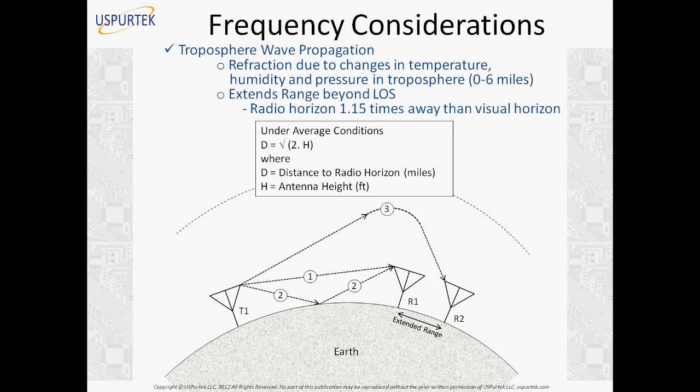Now, your real horizon is extended to 1.15 times the visual horizon. And you can use the formula given here to actually calculate it. As you see in the illustration, T1 and R1 give the actual line of sight distance. But then, because of the troposphere refraction happening at number 3, our range is extended. This is the extended range, and it extends the range to R2.